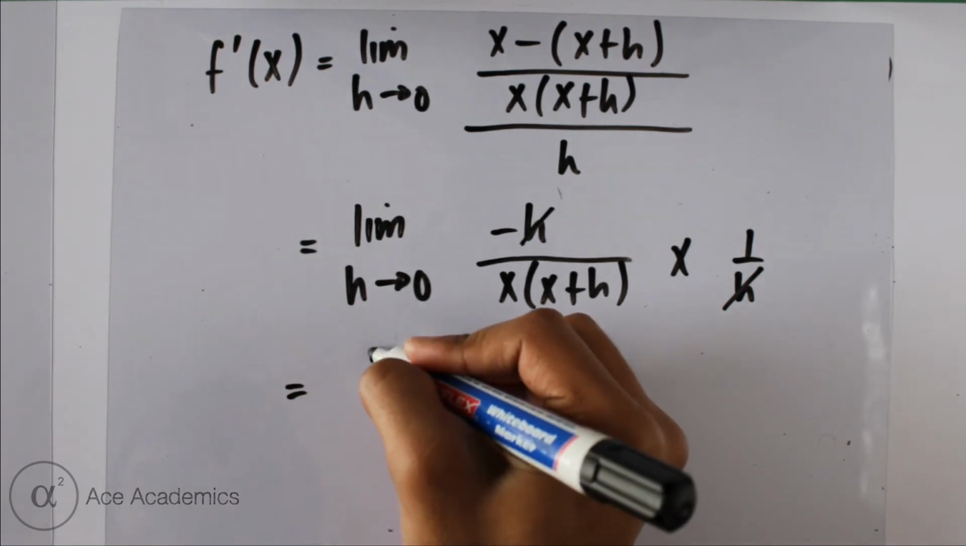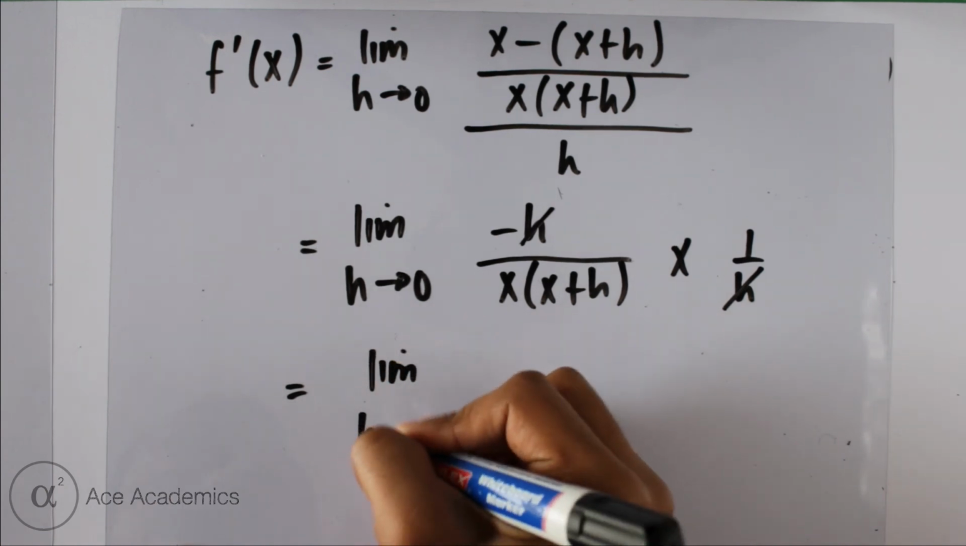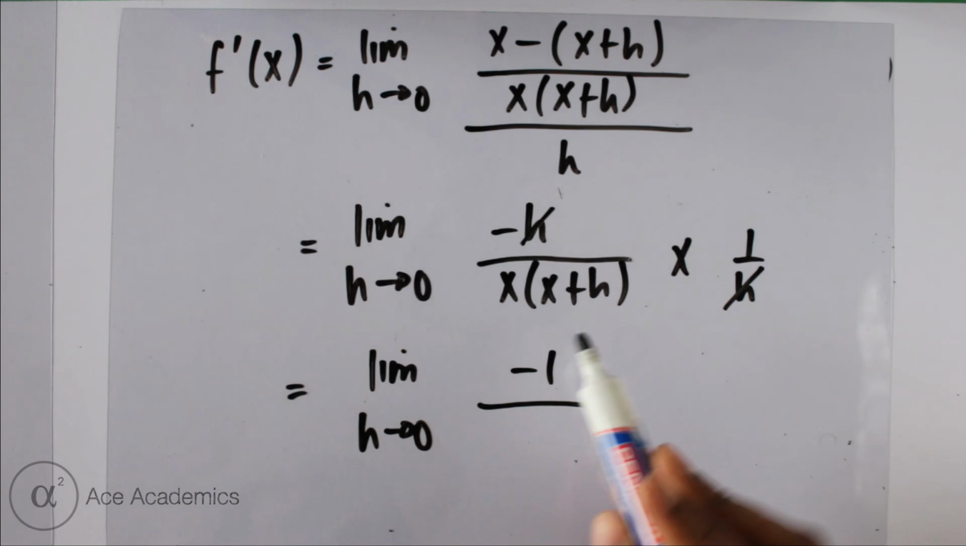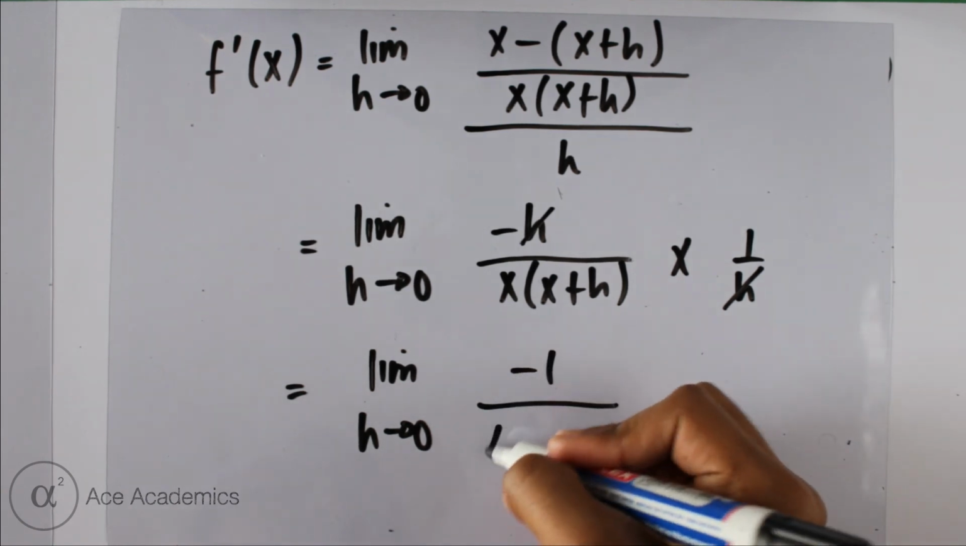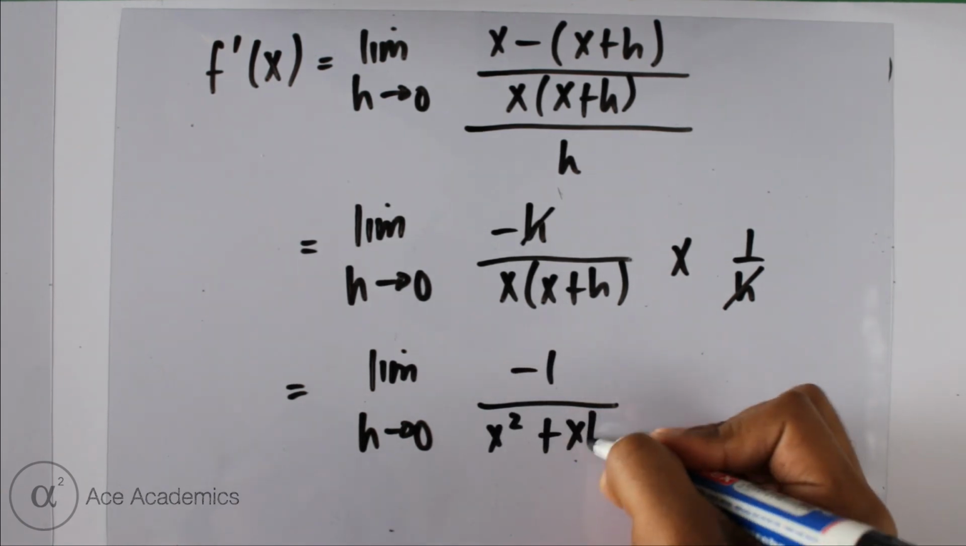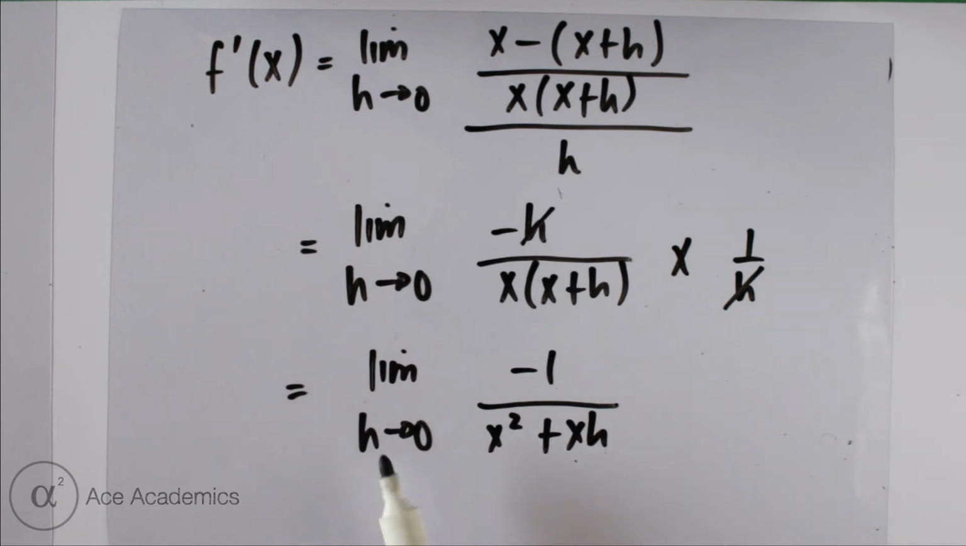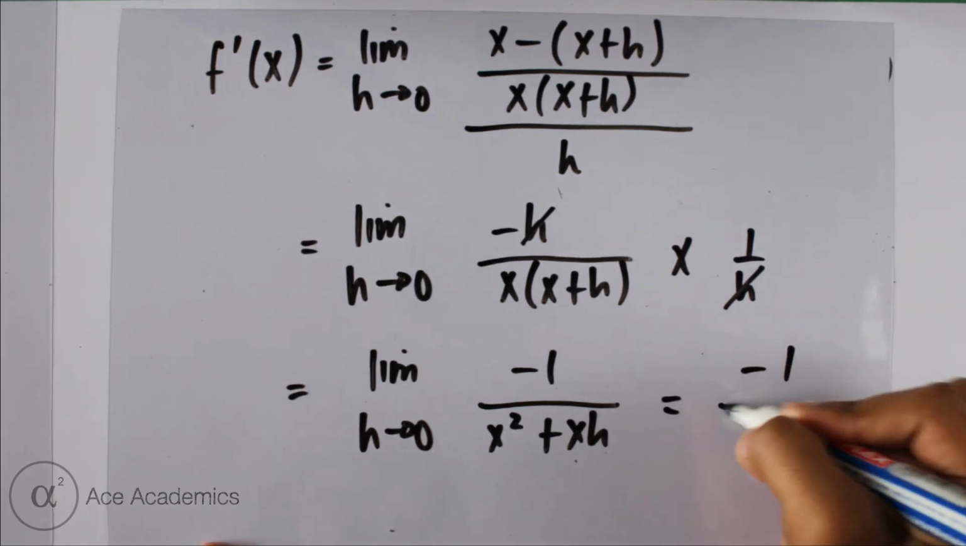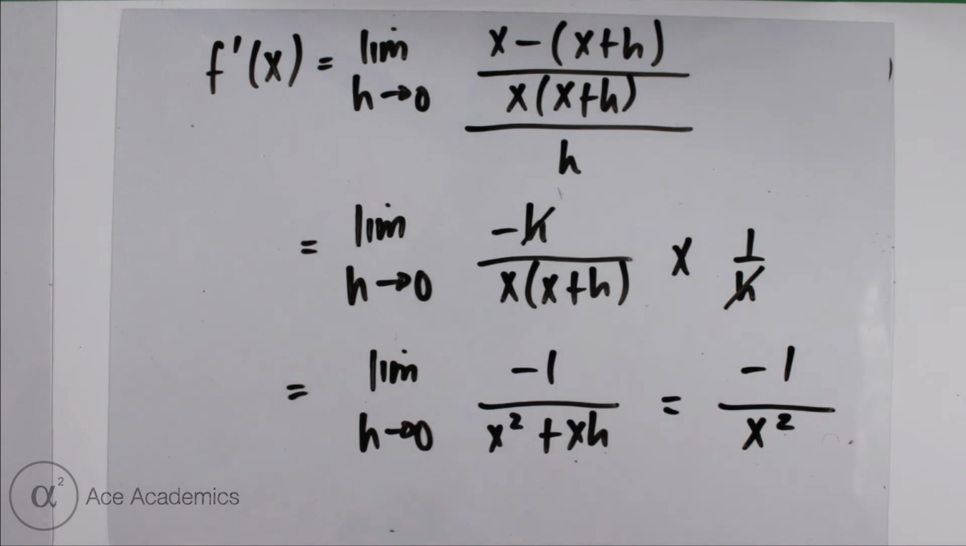So, it's the limit as h tends to 0 of minus 1 all over, and I'm just going to distribute this out, x squared plus xh. Now once we substitute the limit as h tends to 0 in here, this term goes to 0. And we're left with minus 1 all over x squared. And that's our answer for our derivative of f of x.